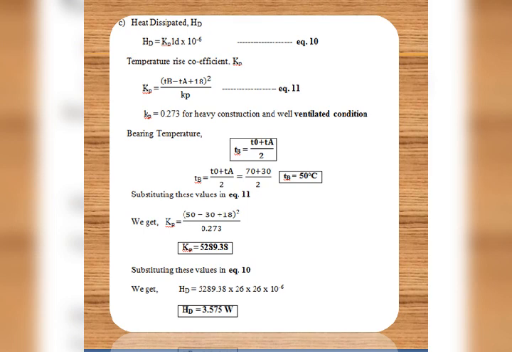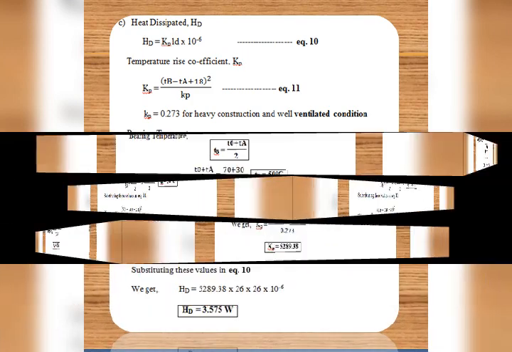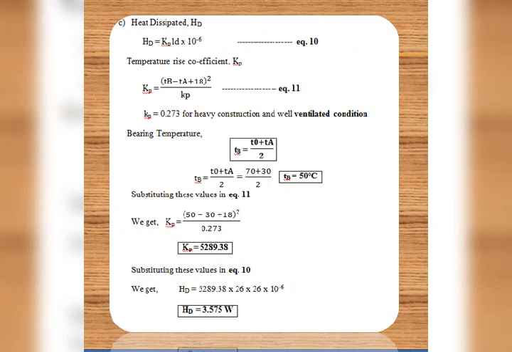Hd is equal to Kp into L into D into 10 raised to minus 6. That is equation number 10. Now temperature rise coefficient Kp we are supposed to find, where Kp is equal to Tb minus Ta plus 18 whole square divided by Kp. Call that equation number 11, where Kp is equal to 0.273. That is for the assumption that it is heavy constructed and well ventilated condition.